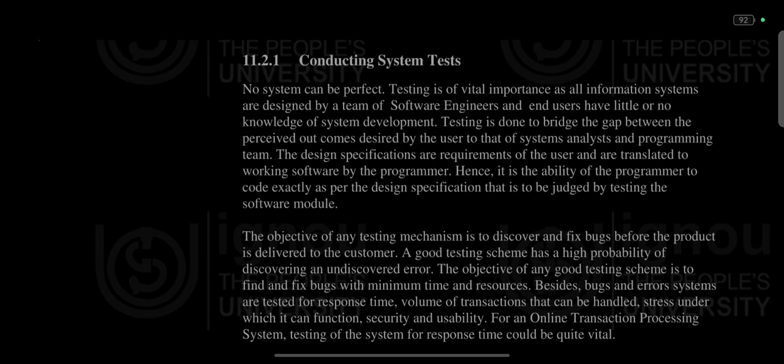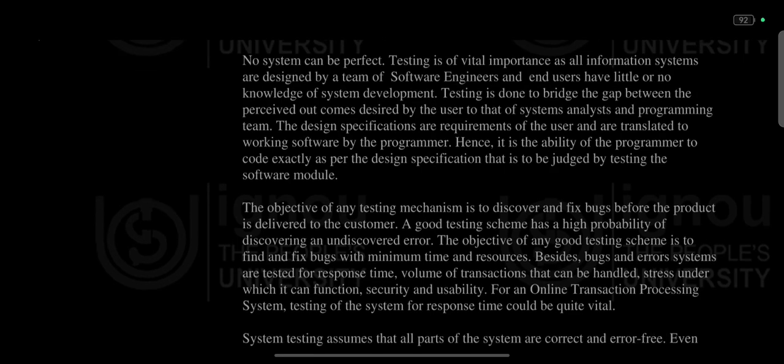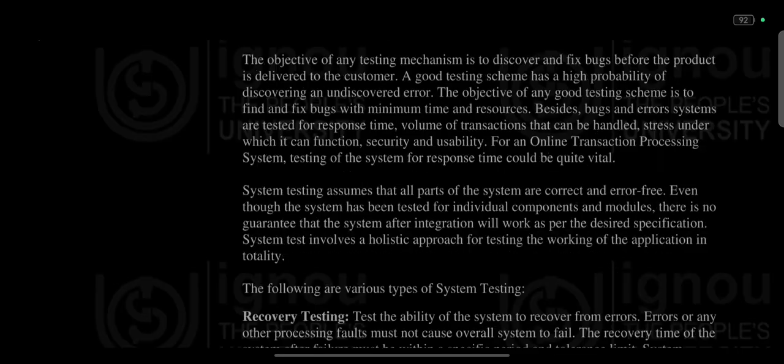The design specifications are requirements of the user and are translated to working software by the programmer. Hence, it is the ability of the programmer to code exactly as per the design specification that is to be judged by testing the software module. The objective of any testing mechanism is to discover and fix bugs before the product is delivered to the customer.